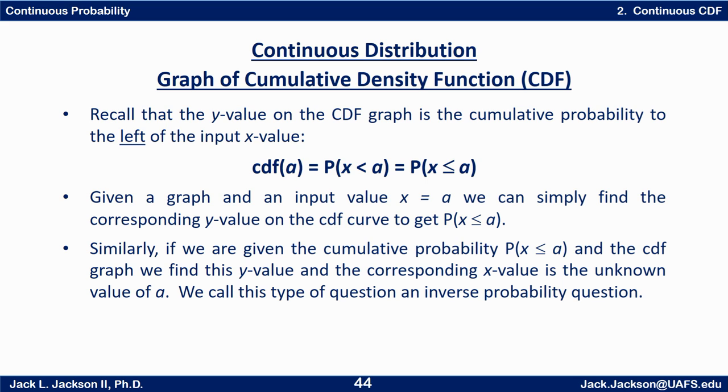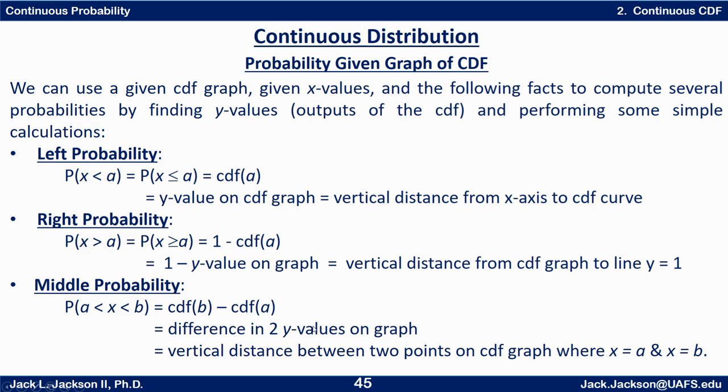On the other hand, if we go backwards from that, if we're given the cumulative probability, the probability that x is less than or equal to A, we know that, and we want to find A, then we do this backwards. We know the y value, and we just find the corresponding x. That type of question we call an inverse probability question. So the inverse probability question is going to be in the next video. This video is going to talk about the probability question.